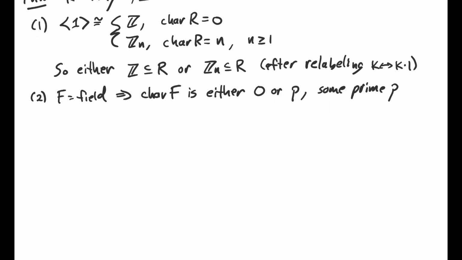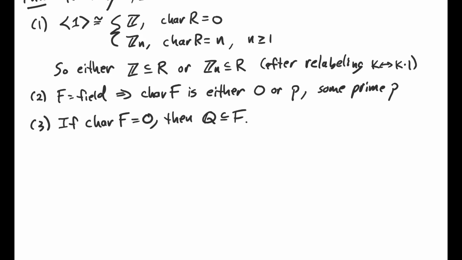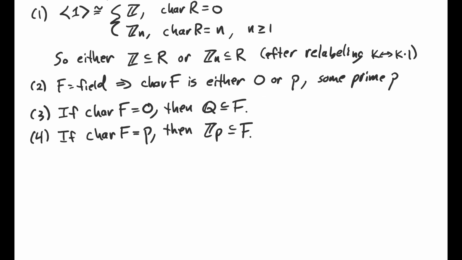Part 2 of the theorem. We care about fields here, so let's assume we have a field. Then its characteristic always has to either be 0 or a prime. Now, in the case that the characteristic is 0, part 3 of this theorem says that, again up to relabeling, a copy of the rationals sits inside your field. Part 4, if the characteristic of F is a prime p, then Z mod p sits inside your field. Of course, we've already said that in part 1, but let's write it again.